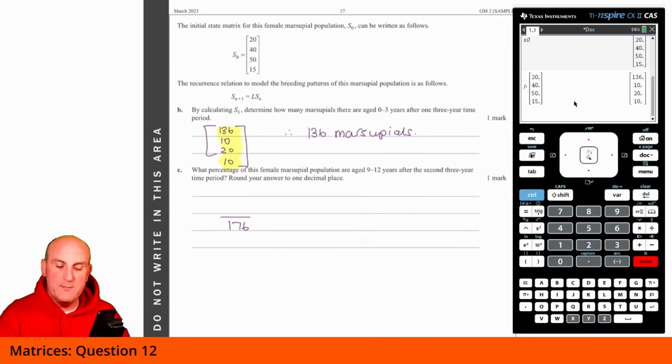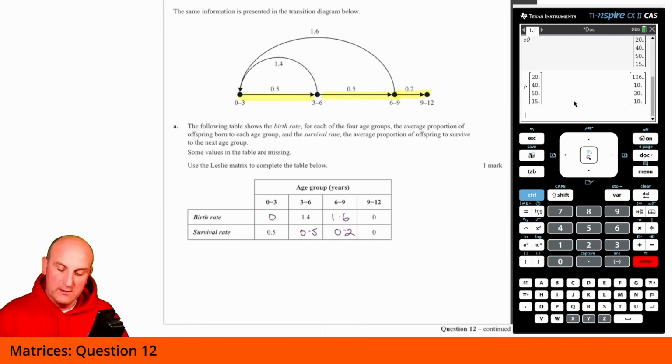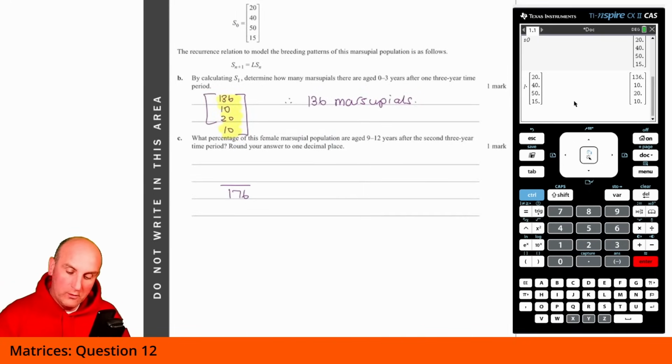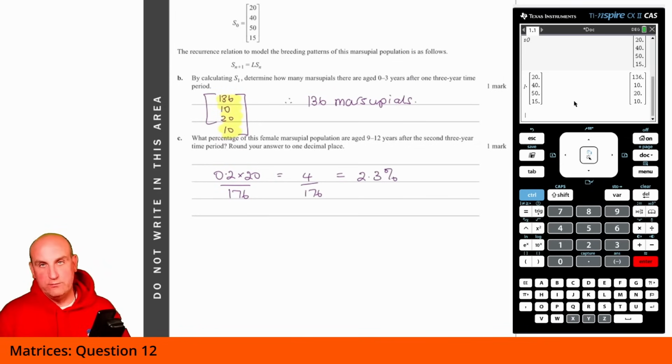And I know the only ones who are going to go into the 9 to 12 group are this percentage here. So I've got 20 at the moment. After one rotation, I've got to work out what happens to those. And we know from our transition matrix that 20% of them, if I've got this 6 to 9, live to 9 to 12. So I said, well, okay then, 0.2, 20% of those 20, which gives me 400 on 176, which gives me 2.3%.